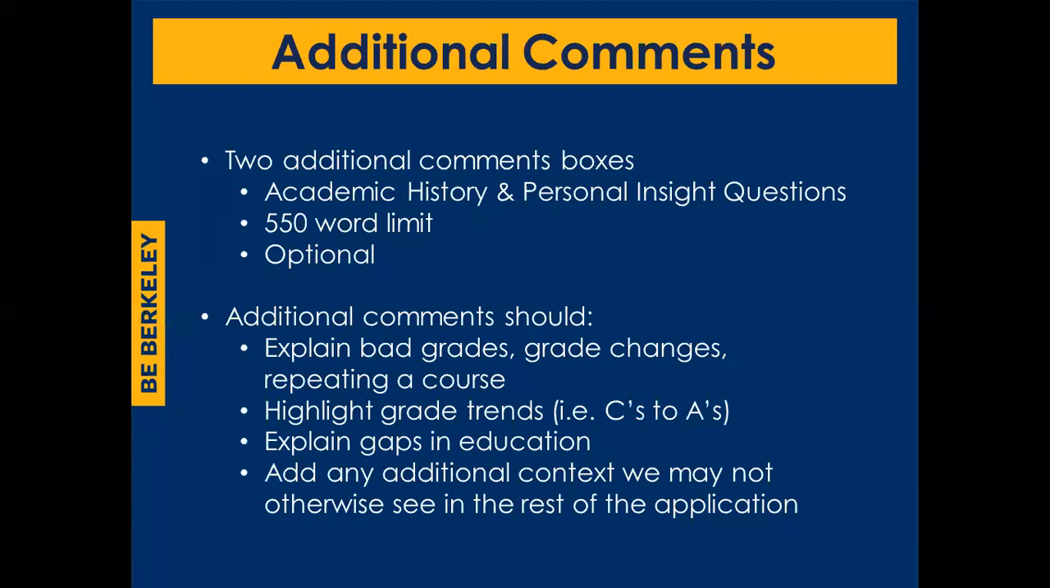You can highlight grade trends, explain gaps in education. Students oftentimes use this section to explain why they may have received a W in a course, and a W in a course is just neutral information. It's not negative at all. It's not used to disadvantage a student. W's and RI's are just neutral. But students oftentimes feel comfortable explaining why they received a W, and that's perfectly fine.